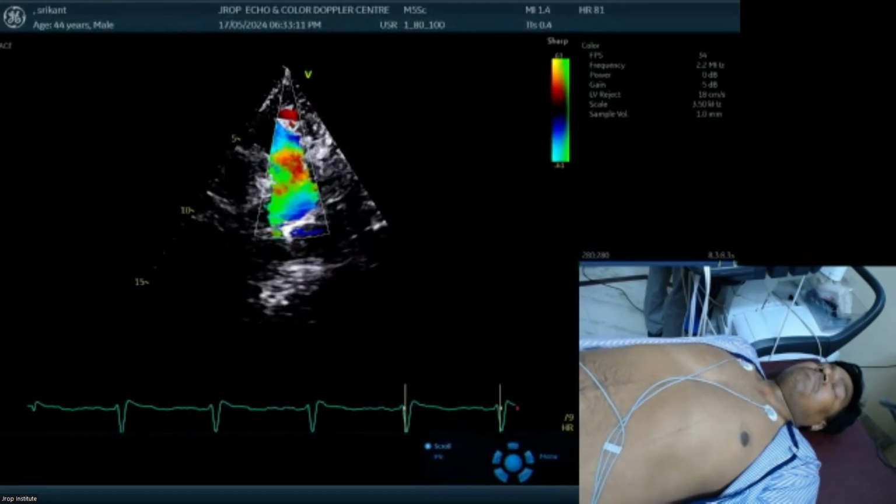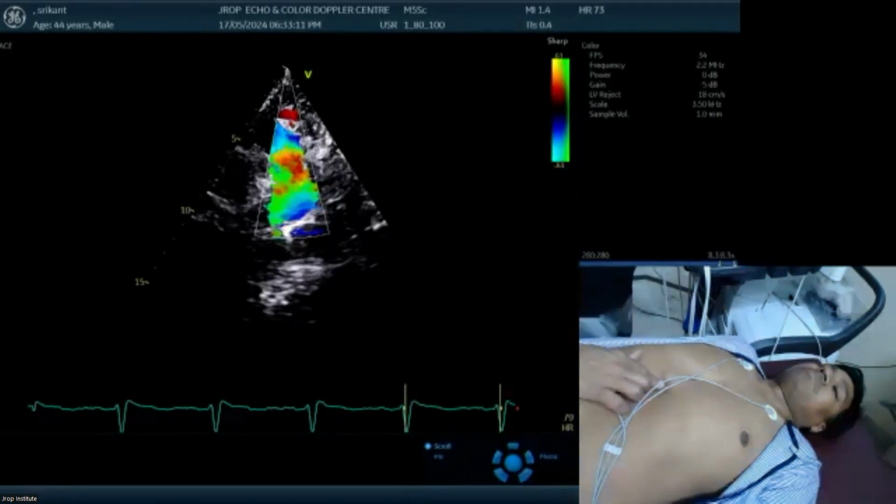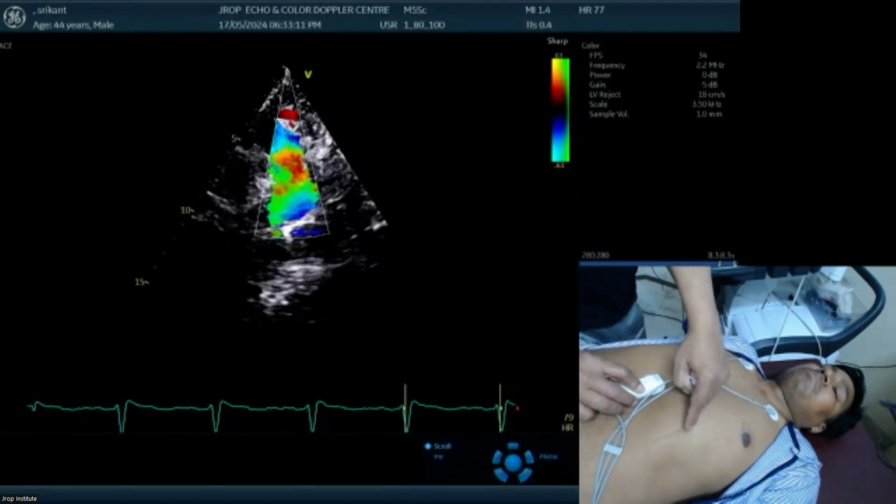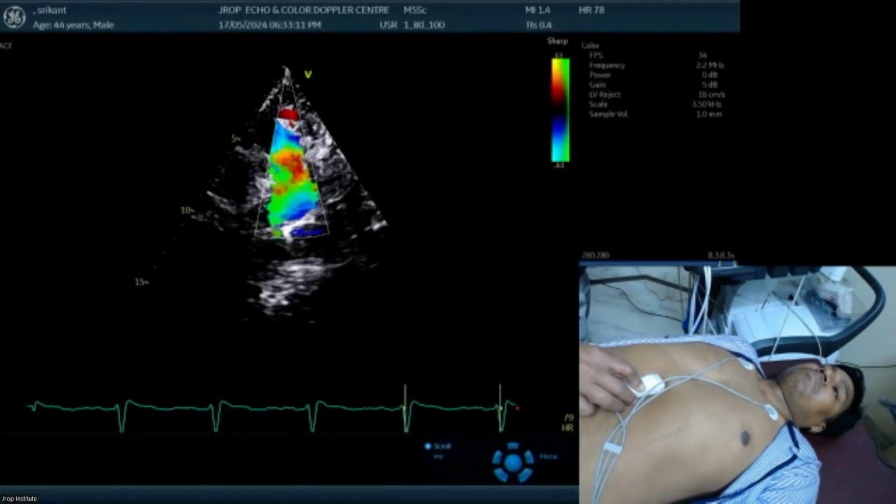Sir, please once again, the RV outflow view and subcostal view. Subcostal view is very simple. Put your hand in the subcostal region. Keep the transducer almost flat to the chest of the patient, slightly facing towards the right hand side, index marker at 3 o'clock. Is that okay? Yes, sir.